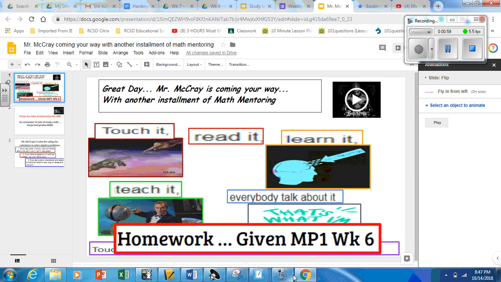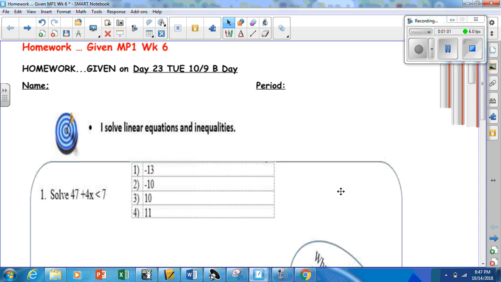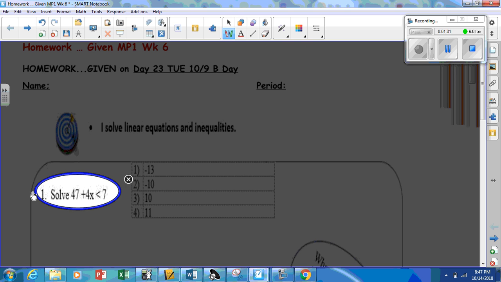Consider our first problem. I am solving a linear equation and inequalities. I'm using the inequality 47 plus 4x is less than 7. Okay, so let's use that as our starting point.